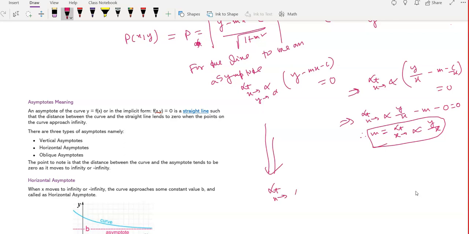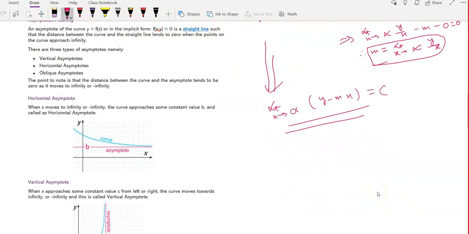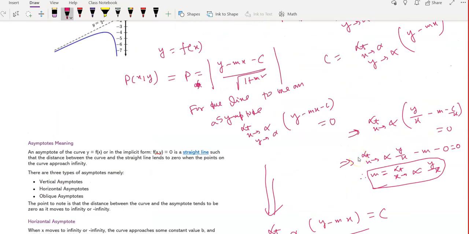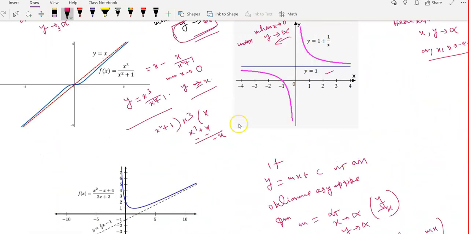Limit x tending to infinity y minus mx will be equal to c. Okay, so after getting m, that value of m you will put here, you will find the value of c, and you will get the asymptote y equal to mx plus c. So for any algebraic curve, to find the asymptote, we will follow this method.